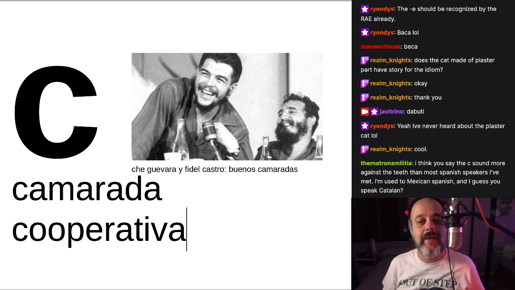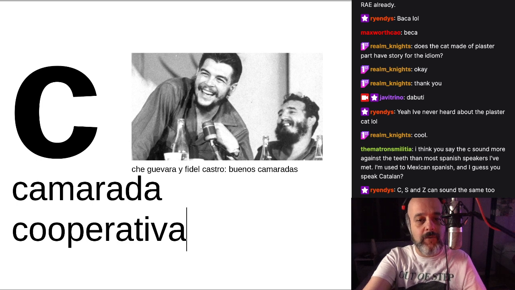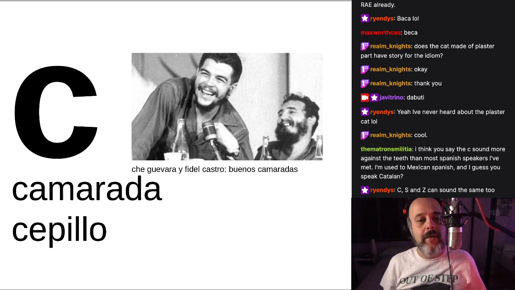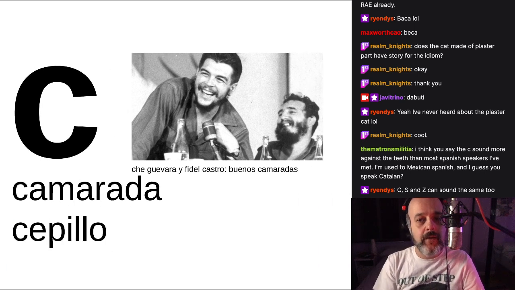But C, you can use it as a th phoneme or a k. So consonants are a little bit trickier than vowels. But camarada, cooperativa. But if you write the word for brush, which is cepillo, you pronounce cepillo, which in Latin America you could use the letter S, cepillo, and it would be correct. C, S, and Z can sound the same too, absolutely.